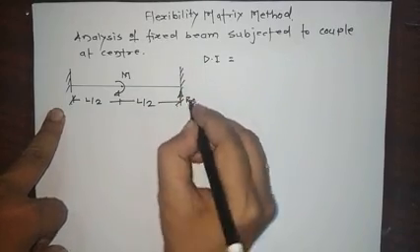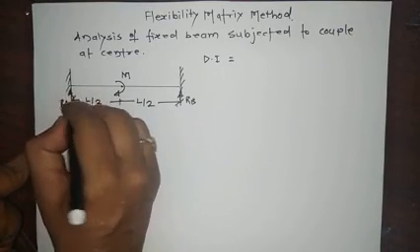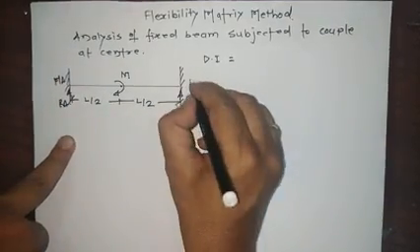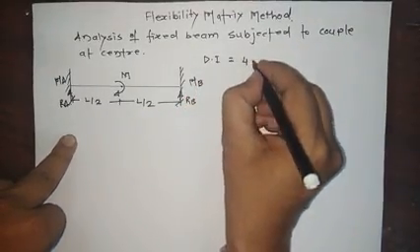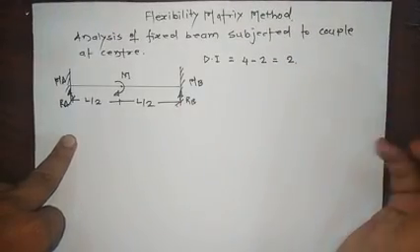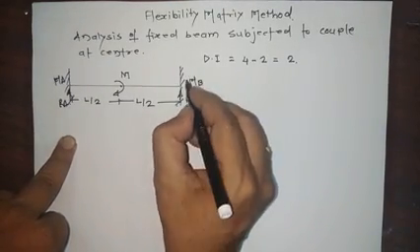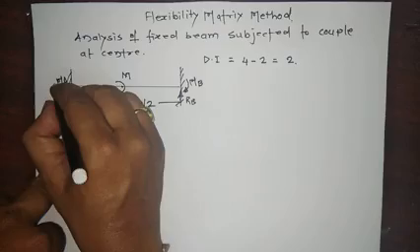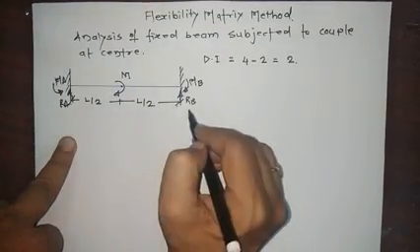RB, this is RA, and here the moment MA, and here moment MB. So these are four unknowns and our equations are 2. So DI is equal to 2. It means we have to remove two forces from these 4, suppose it's MB and this is MA. So MA, RA, RB and MB.